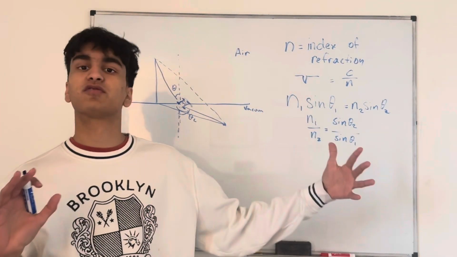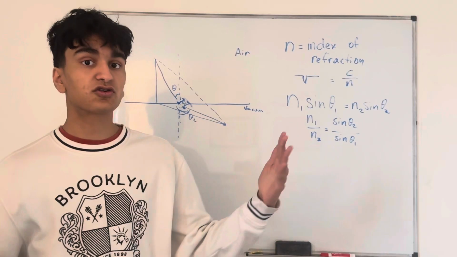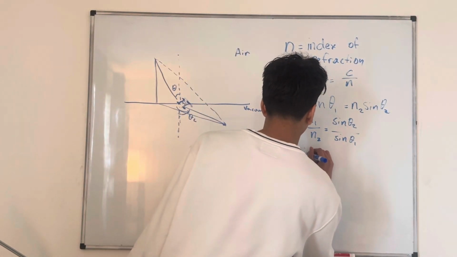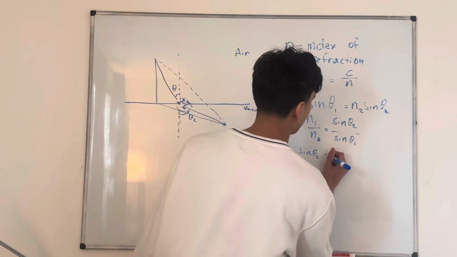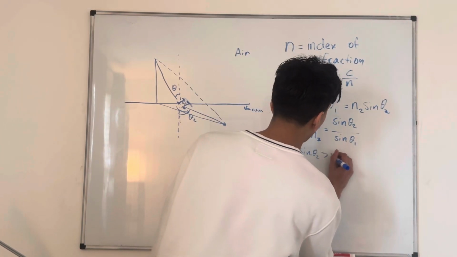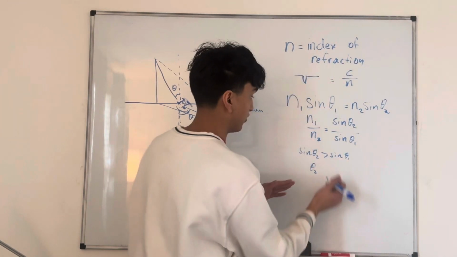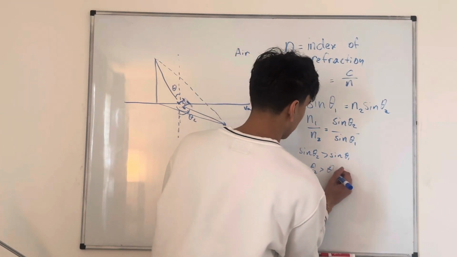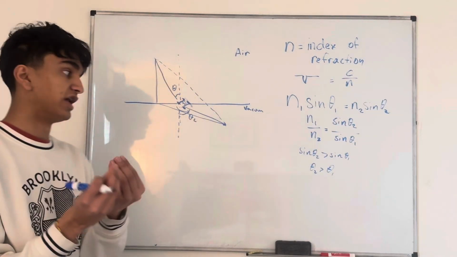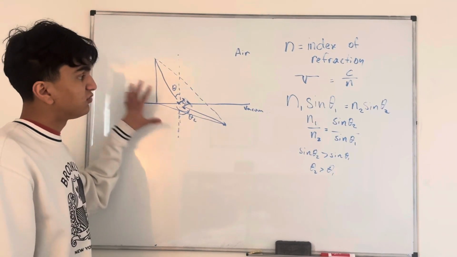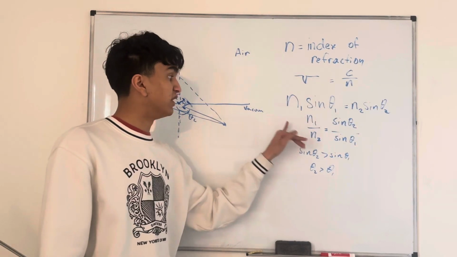And if you think about the sine function from 0 to pi over 2, sine increases with the angle. So if sine theta 2, the sine of the angle of refraction, is greater than the sine of the angle of incidence, then the actual angle of refraction is going to be greater than the actual angle of incidence. And if you're given numerical values, you can figure out one of the angles based off the other three.